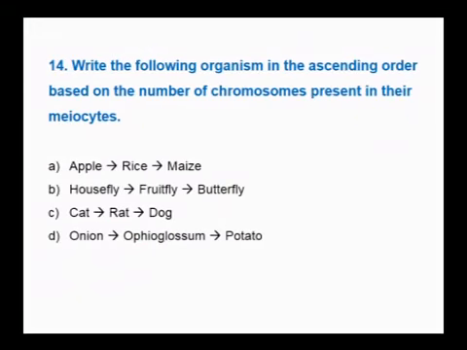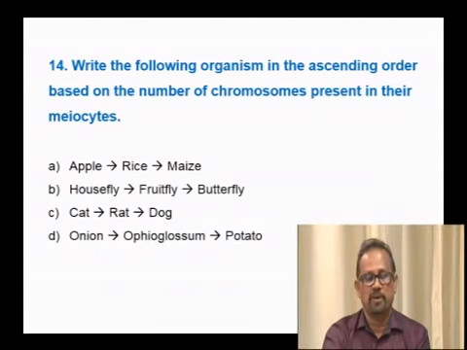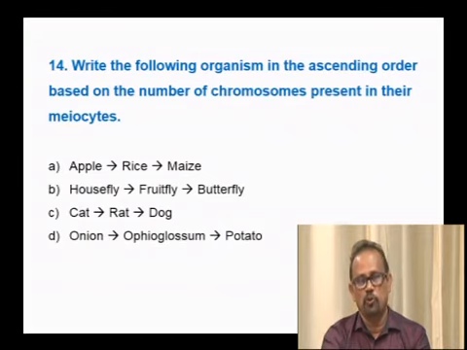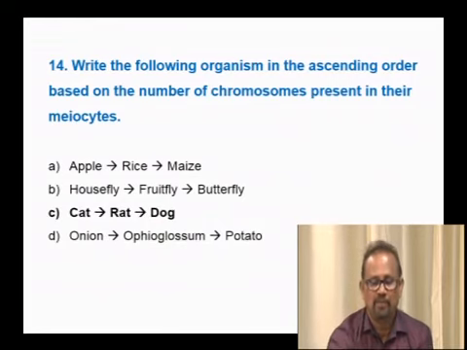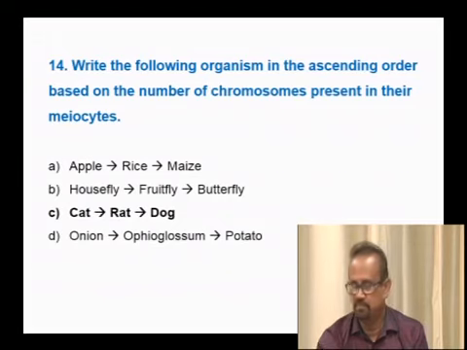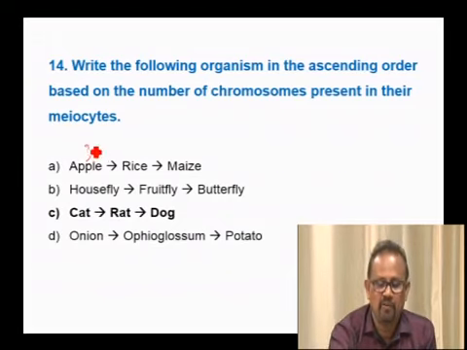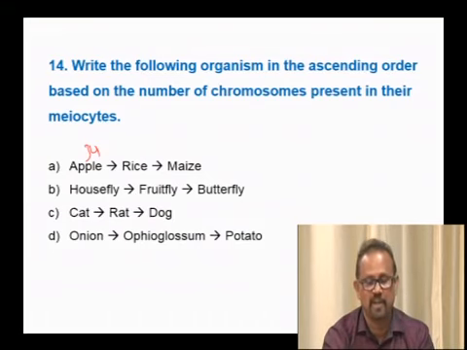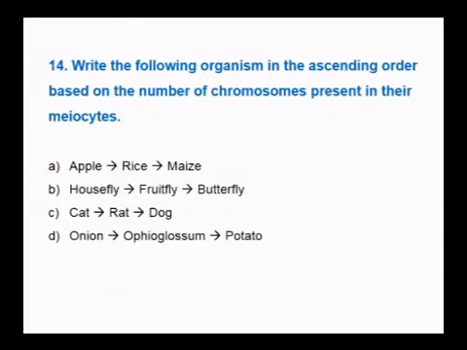Write the following organisms in ascending order based on the number of chromosomes present in their meiocyte. So it is another way of asking the same question. To answer this question, you need to know the chromosome number in the meiocyte of all these organisms. Apple has the chromosome number 34. Rice has the chromosome number 24. Maize has the chromosome number 20. This is a diploid number. Housefly has the chromosome number 12.